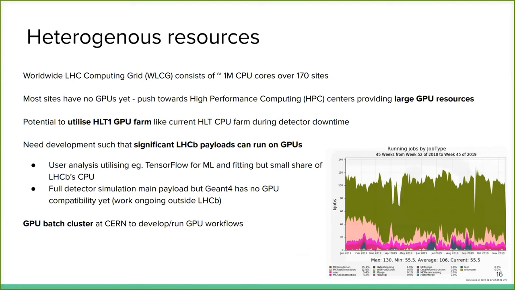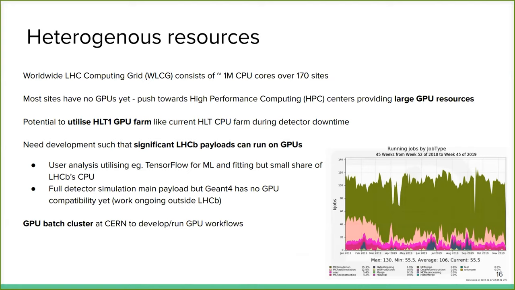A quick note on our heterogeneous resources. As we know from the last talk, on the grid we have a million CPU cores at over 170 sites. Most of these sites have no GPUs yet, but there is a push towards high performance computing centers, which could in principle provide large GPU resources. Also, as I said, our HLT1 will now run on a GPU farm. We'd like the ability to utilize that farm during detector downtime for jobs, much like we do our current HLT CPU farm when LHCb isn't running.